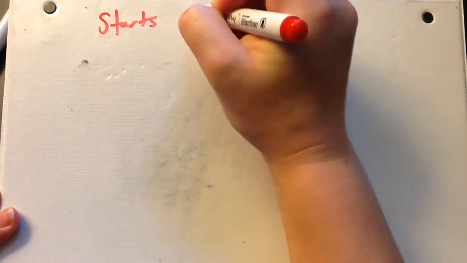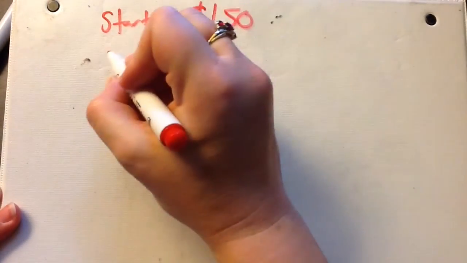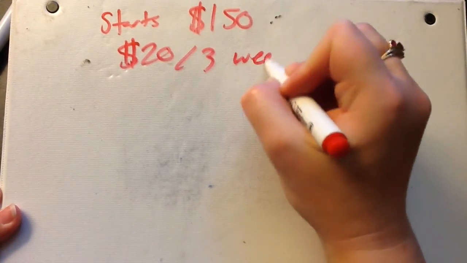And number 4, Jim wants to save up to buy a car. He started with $150 in his account, and he deposits $20 every 3 weeks. The equation should represent the total amount of money in his account based on the weeks that have passed. So let's start with what we know. He starts with $150, and then he's putting in 20 for every 3 weeks.